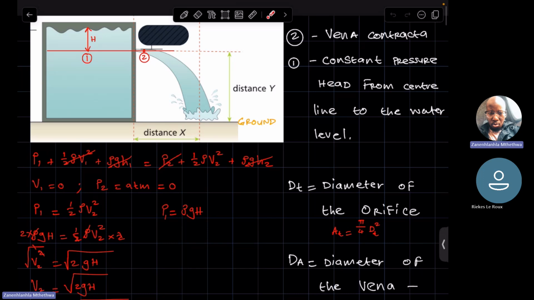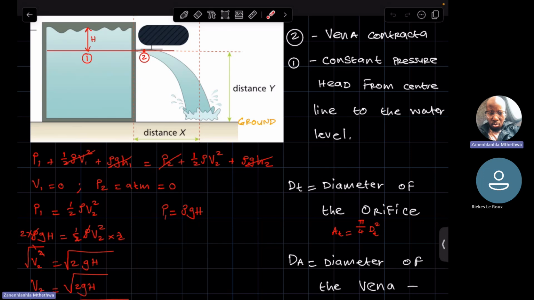Now, with Bernoulli's theorem, when you've been asked to define it, you can define it in a number of ways. The most common one is using the fact that Bernoulli's theorem is based on the conservation of energy. Bernoulli's theorem is a mathematical expression of the conservation of energy between any 2 points in a fluid's motion. That's the most basic way of defining Bernoulli's principle. So if you have a fluid in motion, energy is being conserved, and that energy conservation we express using Bernoulli's theorem.